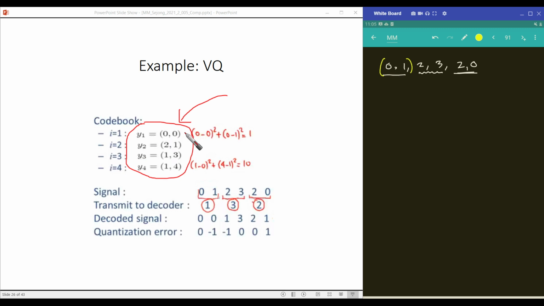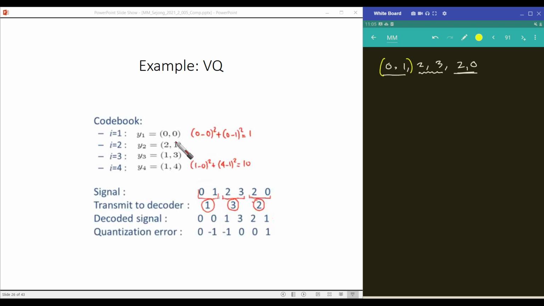The very first one that we have is 0 0 here, right? So our first code word is 0 0. Can we find out the distance between these two? Definitely we can. We just take the very first sample, that is 0, and this is 0. So 0 minus 0 squared, and then this is 0, and this is 1, so 0 minus 1 squared. We are calculating the length or the distance between these two vectors. So this becomes 1. It's some sort of Euclidean distance we are calculating.